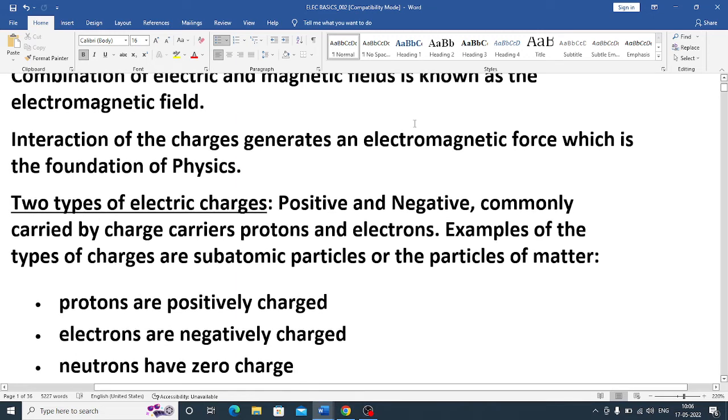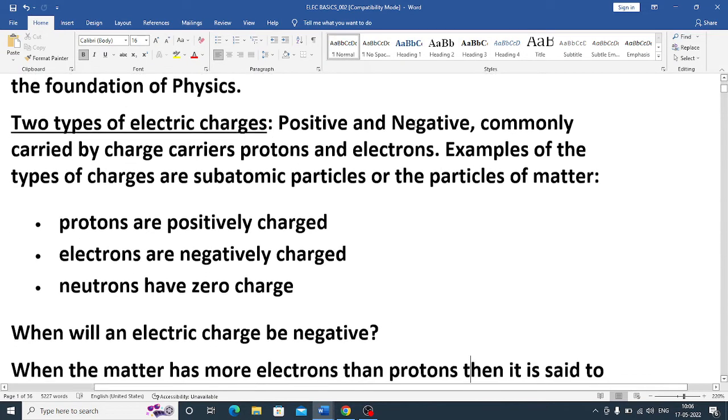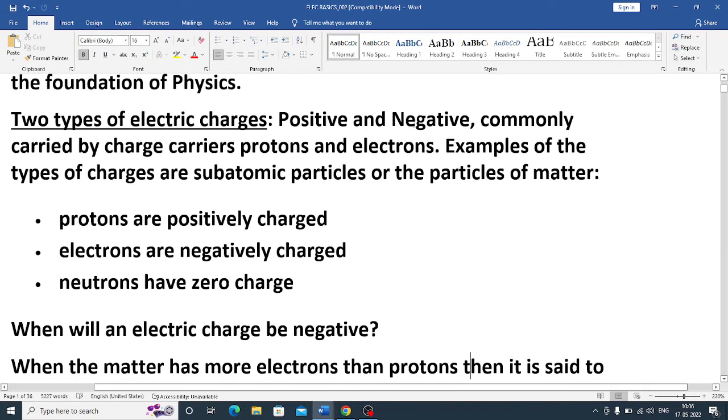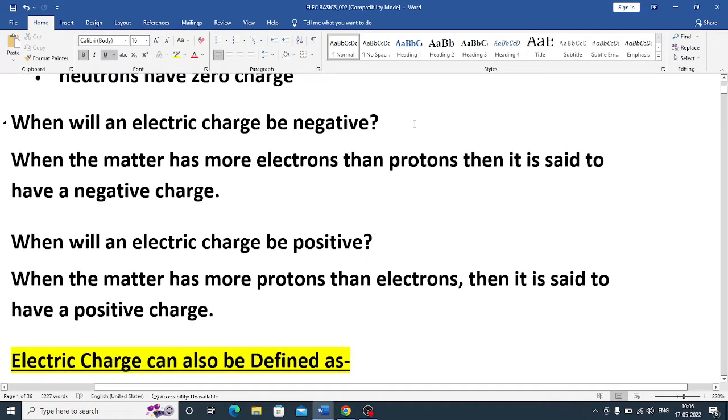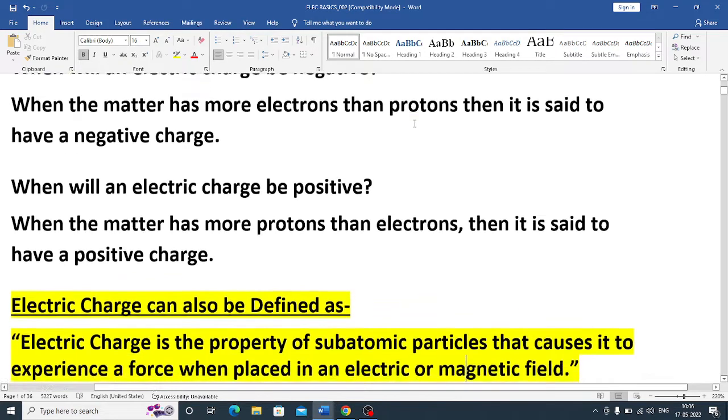Positive and negative. There are two types of charges. So protons are positive, electrons negative, neutrons zero. When you say some body is negatively charged, it means the number of protons is lesser than the number of electrons. If it is positive, more protons. If it is negative, more electrons.